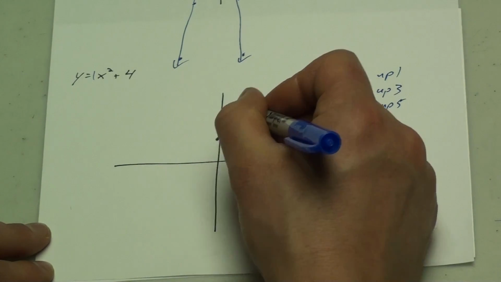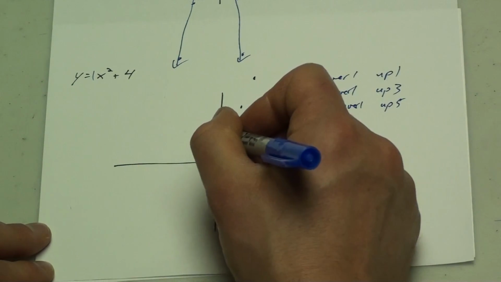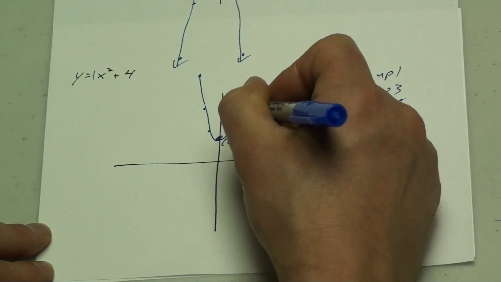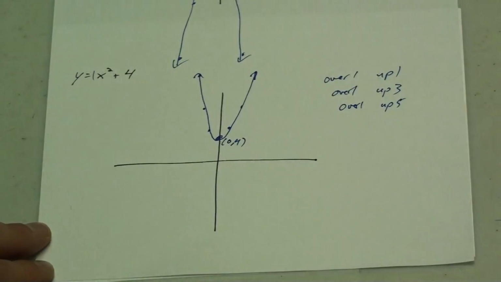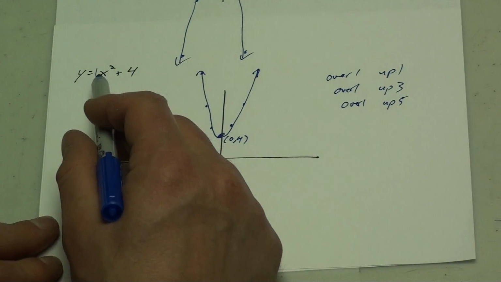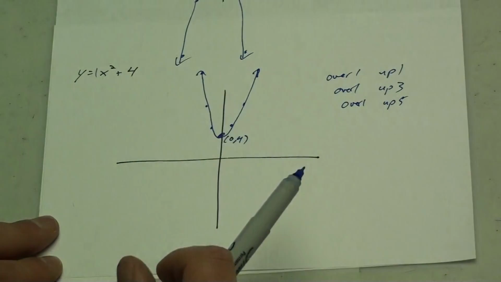Over 1, up 1, over 1, up 3, over 1, up 5. I have my quadratic. This plus 4 shifted the basic quadratic of x squared just up 4.